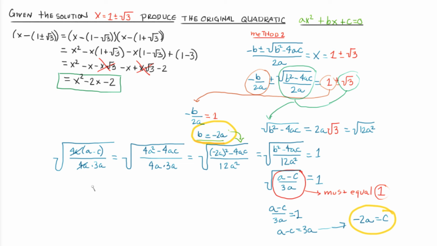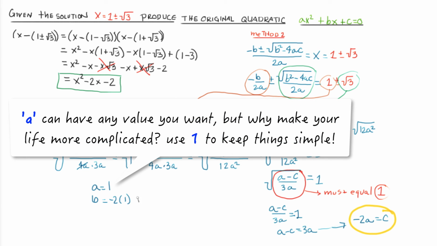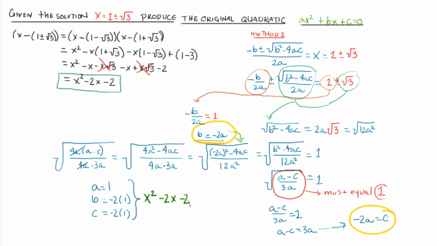So if we decide that a is 1, then b is minus 2 times 1, and c is minus 2 times 1. And if we put these together, that's going to give us x squared minus 2x minus 2. And as you can tell, we have reached our second solution. So we have our two solutions, and we are good to go.